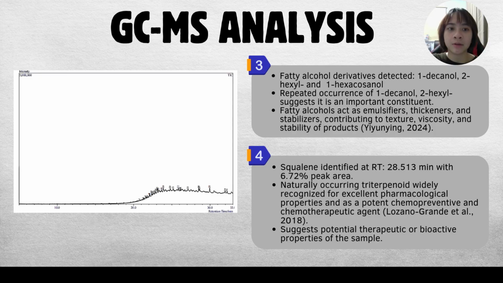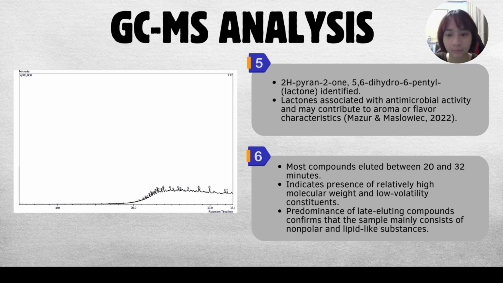Another important compound identified was squalene, which accounted for 6.72% of the total peak area at a retention time of 28.513 minutes. Squalene is a naturally occurring triterpenoid compound recognized for its pharmacological, chemopreventive, and therapeutic properties. Therefore, its presence may indicate potential bioactive or therapeutic value in the sample.